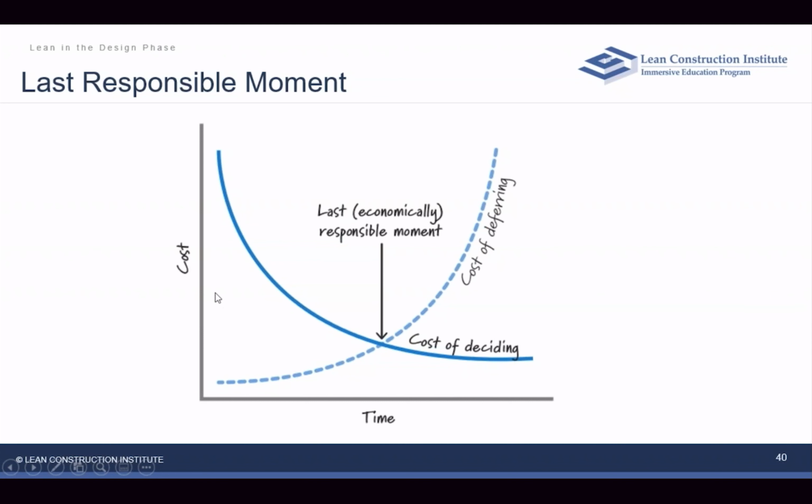This is more talking about the ability, but what we're really trying to get to here is creating this last responsible moment, a strategy of not making a premature decision, but instead delaying our commitment and keeping important and irreversible decisions open until the cost of not making a decision becomes greater than the cost of making the decision. So the cost of deferring that decision versus the cost of deciding.